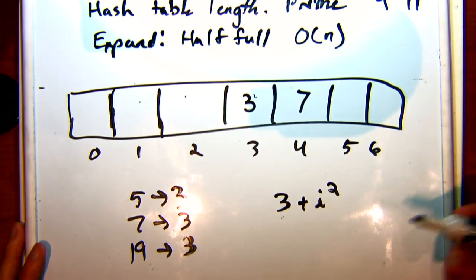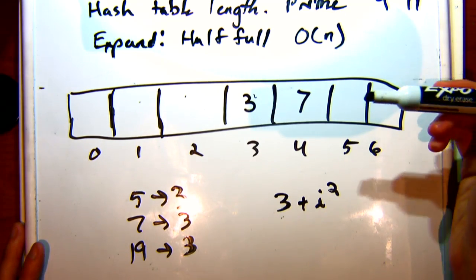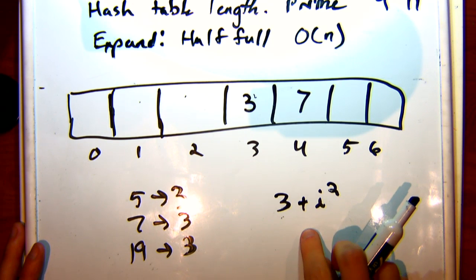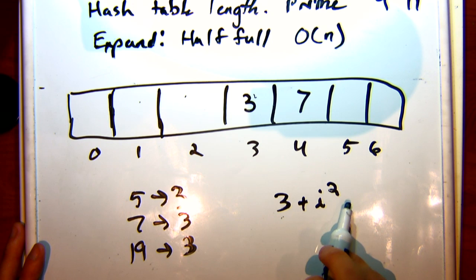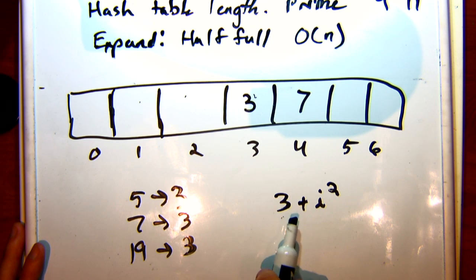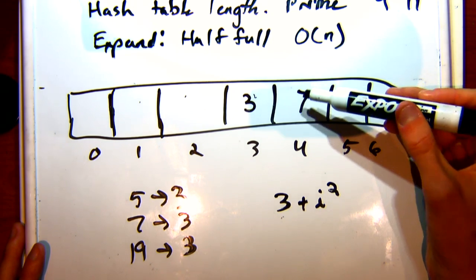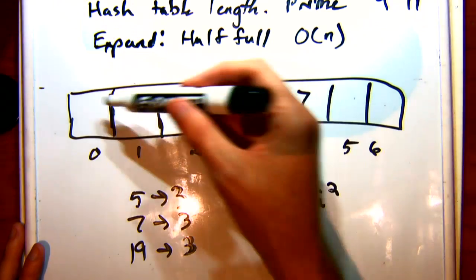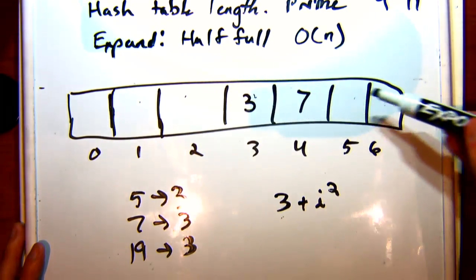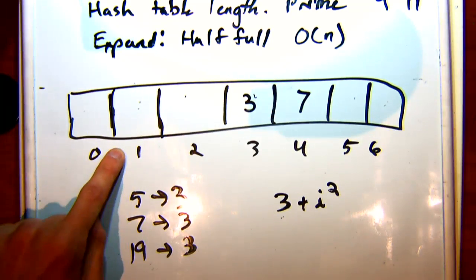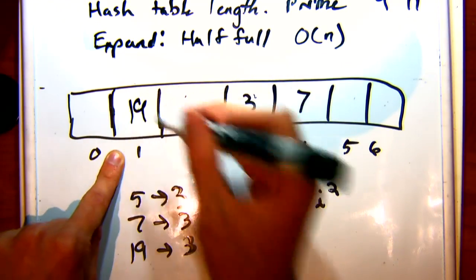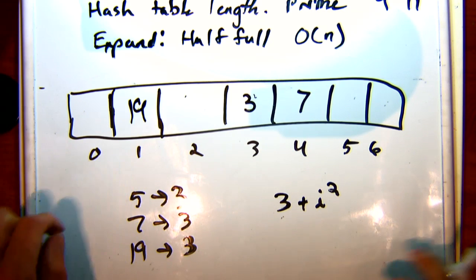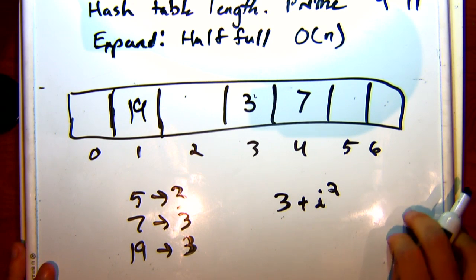That's actually weird. That doesn't usually happen with a prime table length. So we're going to do 3 next. So 3 squared is 9. So 9 plus 3 is 12. So we'll do 1, 2, 3, 4, 5, 6, 7, 8, 9, 10, 11, 12. And we'll look at 1. So we're going to put that there. And that's how you do quadratic chaining, or quadratic probing.